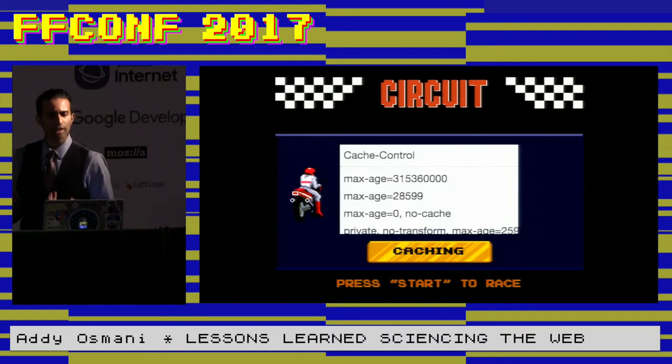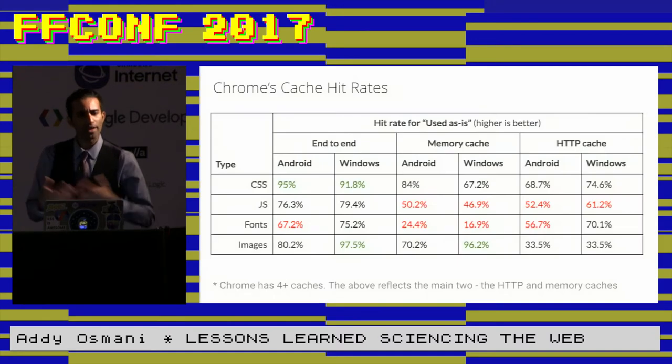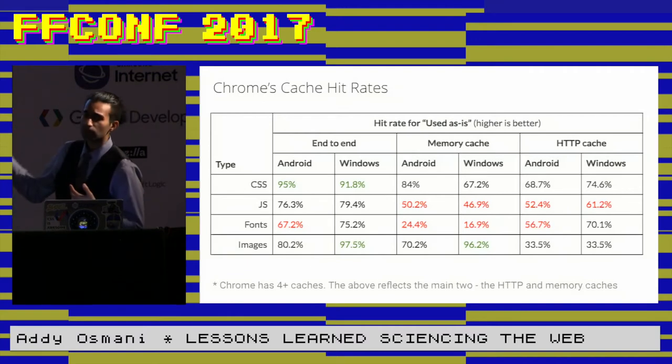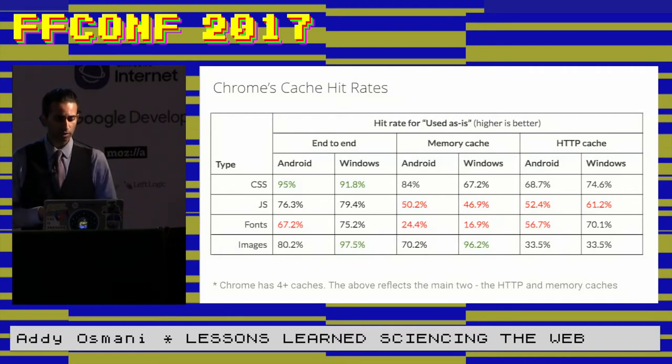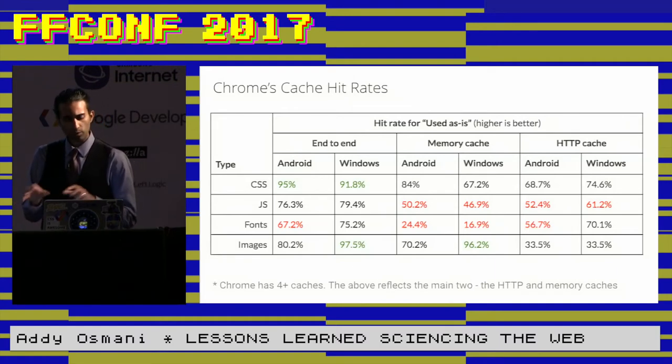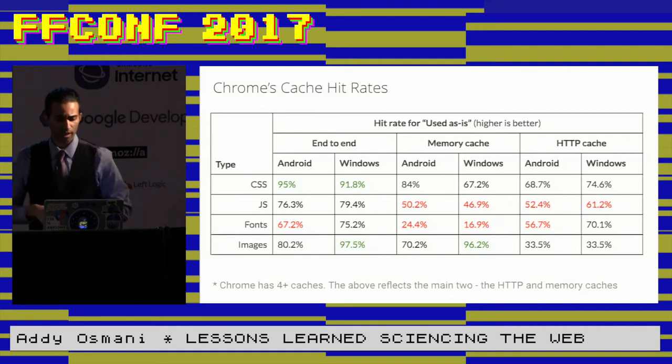Next up, we've got caching. So something that we haven't historically shared in the past is Chrome's cache hit rates. So here's where they are. So the way that caching works in a browser like Chrome is that in most cases, when a web page needs a resource, Chrome will start by looking it up in the memory cache. And if the memory cache doesn't have it, Chrome will then ask the network stack to handle the request. The network stack will eventually process it, and it'll start by looking for the resource in the HTTP cache. If it doesn't have it, it'll go back out and fetch it from the network.